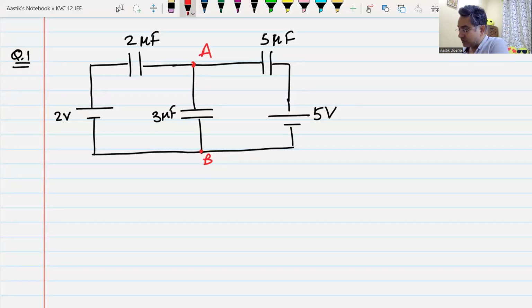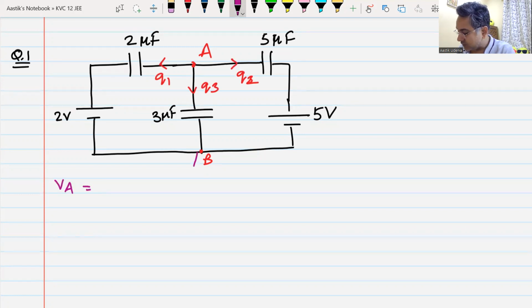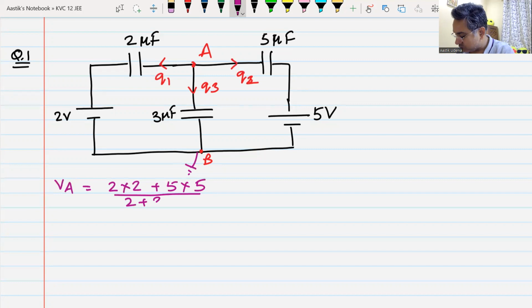So how are we supposed to do this? Again, Q1 charge goes in this, Q2 charge goes here, Q2 and Q3 goes here. The first thing is the simplest thing. I can find out the value of VA. I have earthed this. So the value of VA will be 2 into 2 plus 5 into 5 divided by 2 plus 3 plus 5. So that straight away gives me the value of voltage as 29 by 10 volt.